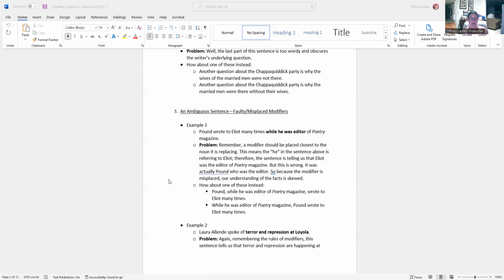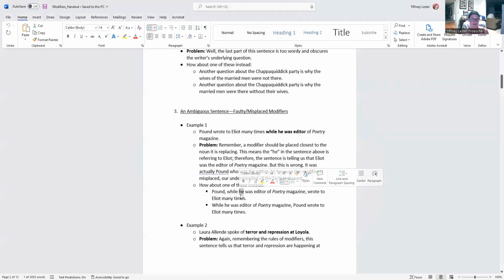So it needed to say something like, Pound, while he was editor of Poetry magazine, wrote to Eliot many times. Or, while he was editor of Poetry magazine, Pound wrote to Eliot many times. That way, in both of these examples, the pronoun he comes closer to Pound both times. That lets us know for sure that the he that's being referred to, the he that was the editor of the magazine, was in fact Pound, not Eliot.